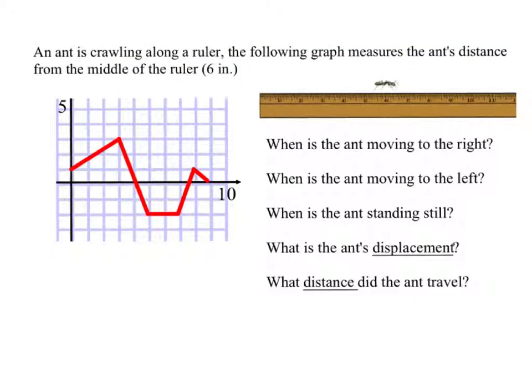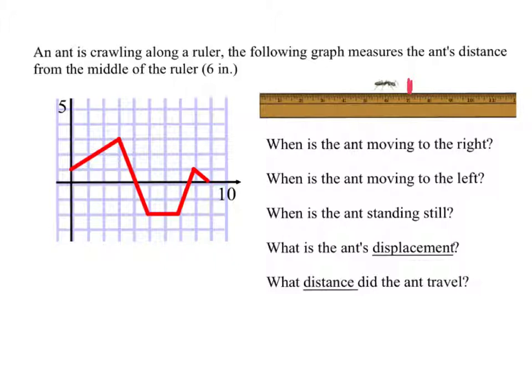An ant is crawling along a ruler. The following graph measures the ant's distance from the middle of the ruler. So you see that this would be considered the 6-inch mark. This is 0 right here. So it starts off 1 inch positive in front of that. So it actually starts here at the 7-inch mark.